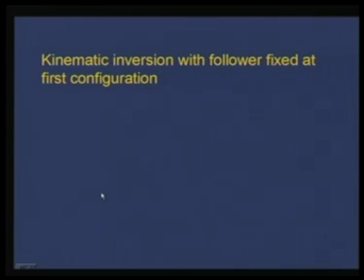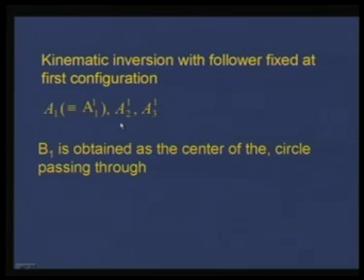We did the kinematic inversion with follower fixed at its first configuration. Then we chose A1 arbitrarily and found A21 and A31 using the principle of kinematic inversion. And B1 was obtained as the center of the circle passing through A1, A21 and A31.